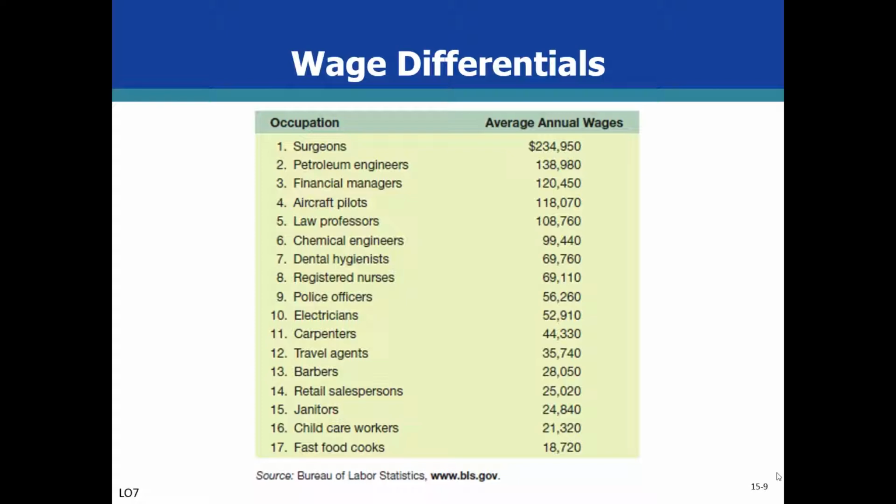Here's a chart on wage differentials in the United States. Kind of enlightening here. Surgeons get paid $235,000 per year. Airline pilots, $120,000. Fast food clerks make $19,000. Not difficult to understand how the marginal revenue product, education and training, and skill plays a role in these wage differentials.